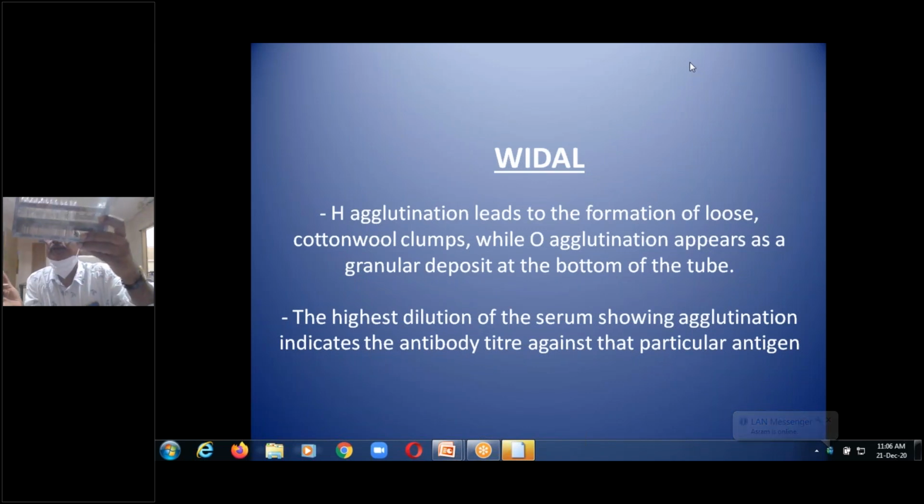This is the Vidal test. Please, all of you see, there are 6 plus 1. 1 row, 2 rows, 3 rows, 4 rows. There are 4 rows in a Vidal rack.